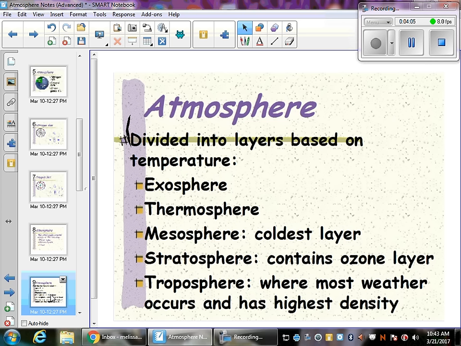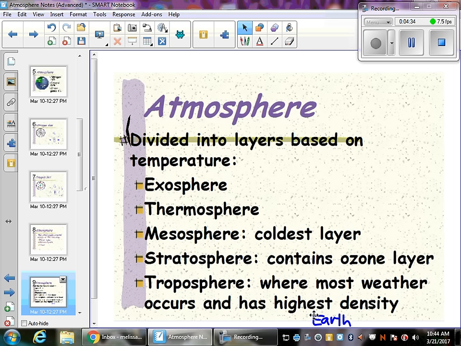So if you look at the layers of our atmosphere, you can divide our atmosphere into different layers based on the different properties that exist there. So if you look here, we've got 5 different layers. And Earth would go down here on the bottom. If you move right above the surface of the Earth, you have the troposphere. And this is where most weather occurs, and it also has the highest density.